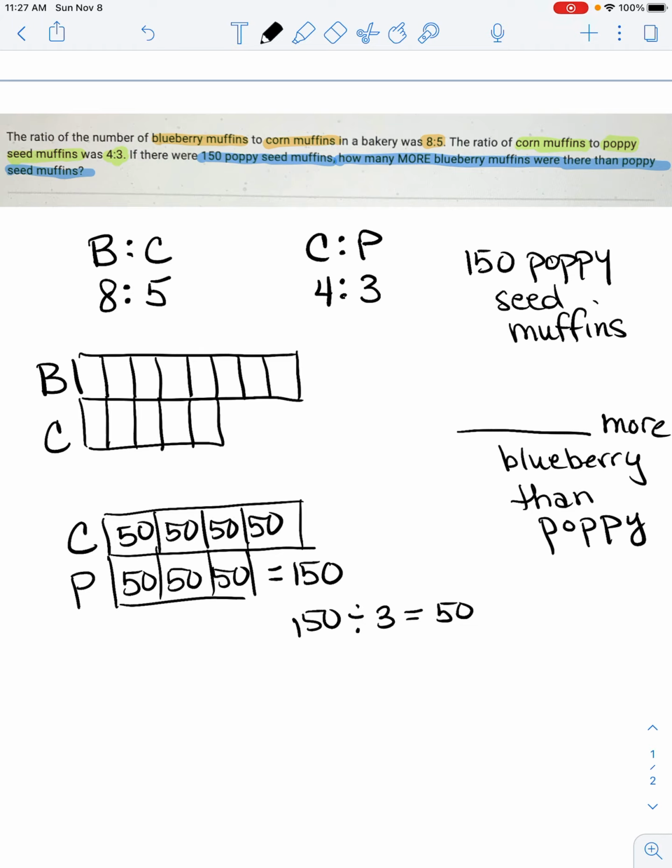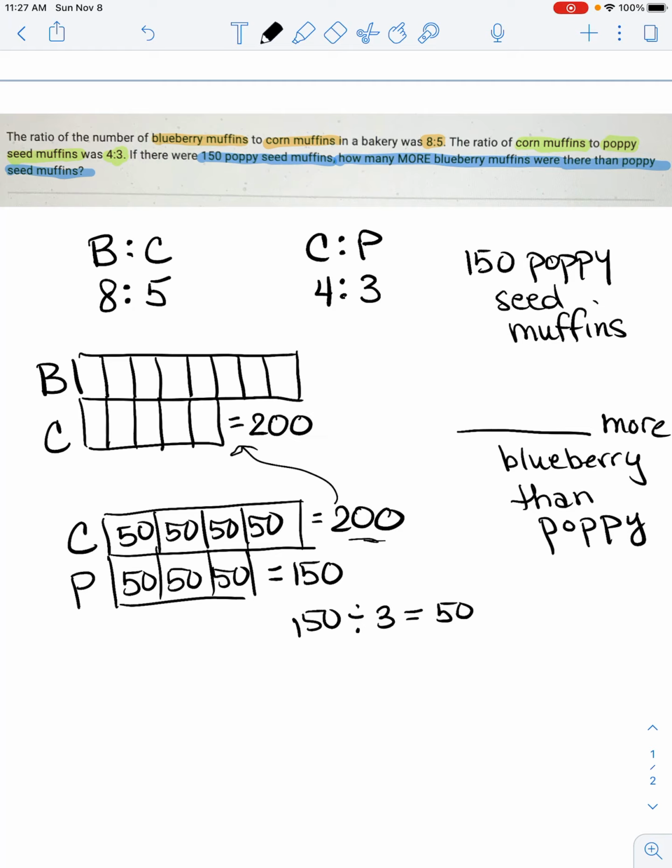Okay, and now let's see how many corn muffins there would be. So that would be 50, 100, 150, 200, 200 corn muffins. Okay, so now there are 200 corn muffins. I'm going to use this number of 200. I'm going to bring it up here, and I have to keep my ratio the same. But now I have a new piece of information, and that piece of information is that there are 200 corn muffins.